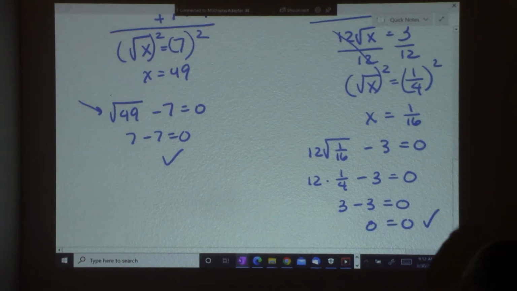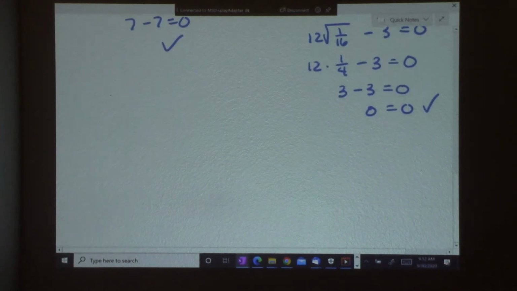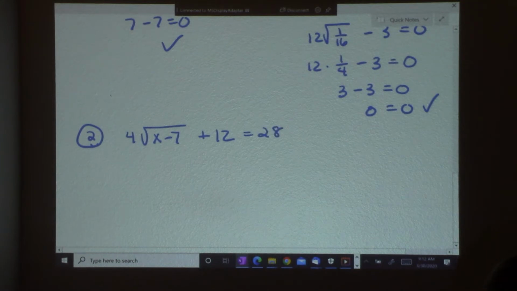All right, so let's keep going. As we go, of course, it gets more complex, which is fine. You can handle it. So I have 4 square root of x minus 7 plus 12 equals 28. Go ahead and write that down.